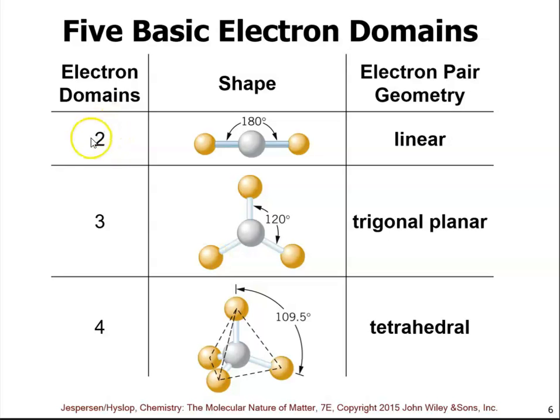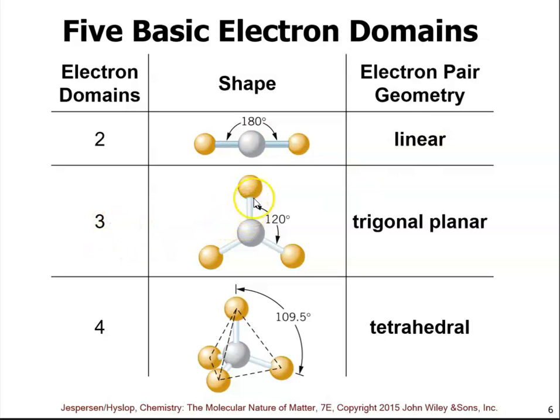Here we have the starting point for those 2 domains. This is the central atom, and you can see if it has 2 bonds on either side, this is going to be a linear shape. It's going to look like this, and that's how you would describe that.